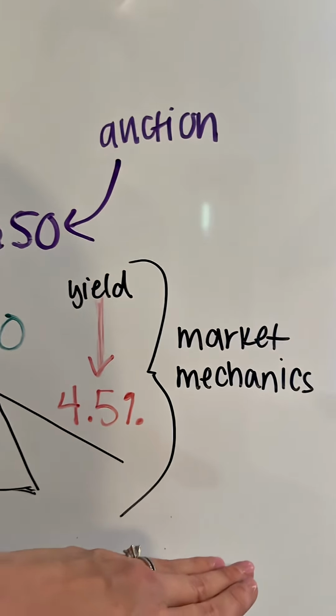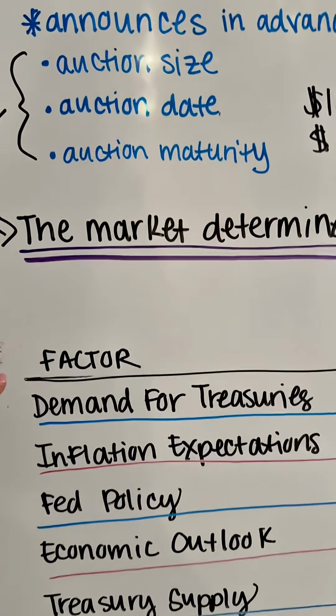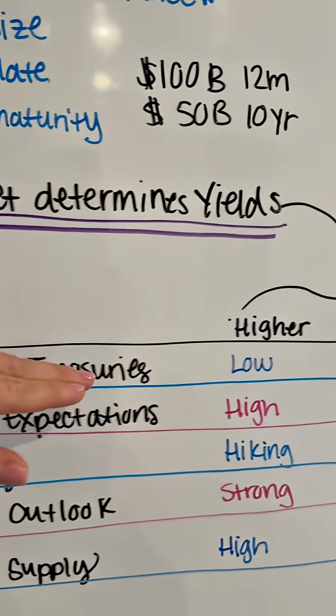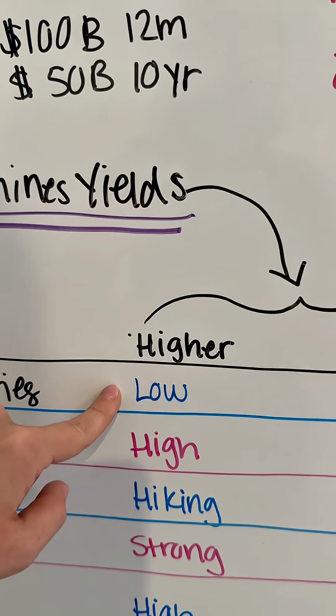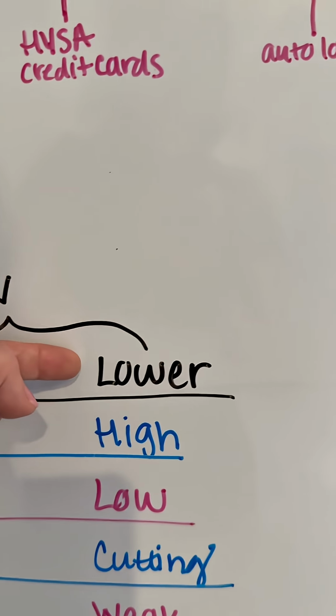So now the question that remains is, what is driving those market mechanics? Here are some common factors. If you have demand for treasuries, that's a flight for safety. If that demand is low, so they're buying into the stock market, selling out of treasuries, that's going to put yields higher. But if demand is high, people are buying treasuries, then that's going to send yields lower because of this example.